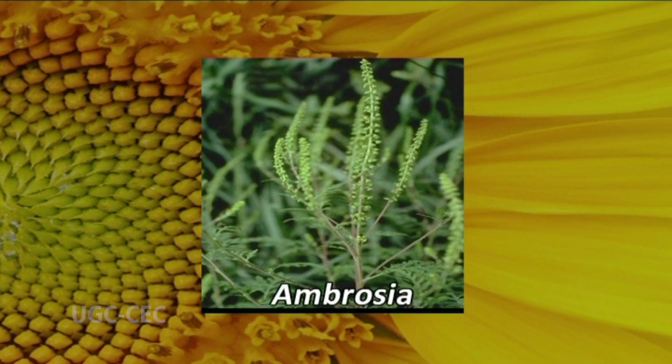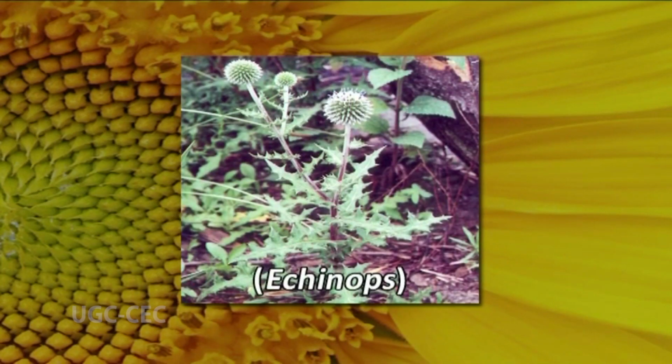Some genera in Asteraceae have reduced flowers that are wind pollinated. Example here is Ambrosia. And even some have heads which have been reduced to a single flower. But these reduced heads are then secondarily aggregated into compound heads. The typical example here is Echinops.